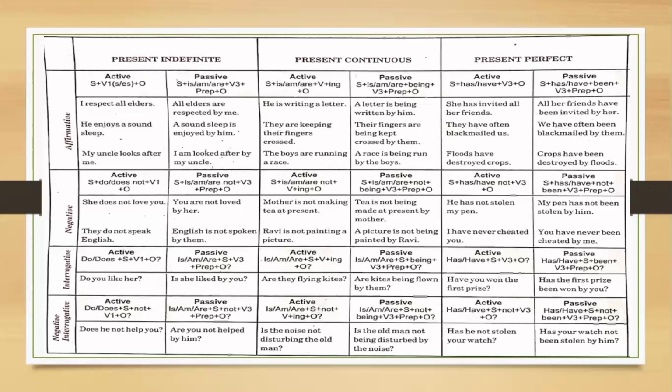Negative interrogative. Has he not stolen your watch? Simple sentence: He has not stolen your watch. Now, what will be in passive voice? Your watch has not been stolen by him. The helping verb will come in front. Has your watch not been stolen by him? And question mark. Okay, hope you have understood the present tense.